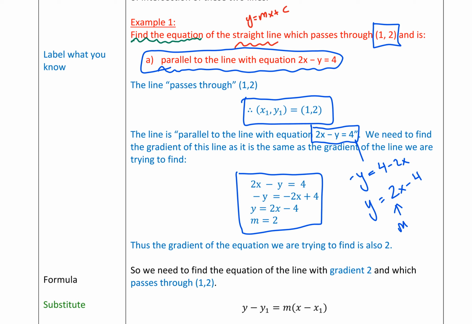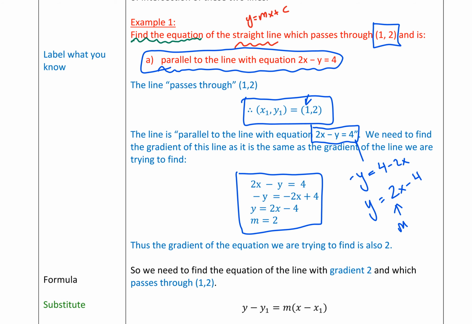Now this is the gradient I want. This is not the equation of the line, because you'll notice that if I subbed in the x value of 1, y = 2 times 1 is 2, minus 4, that's not going to give me (1, 2). It's in fact going to give me (1, -2).